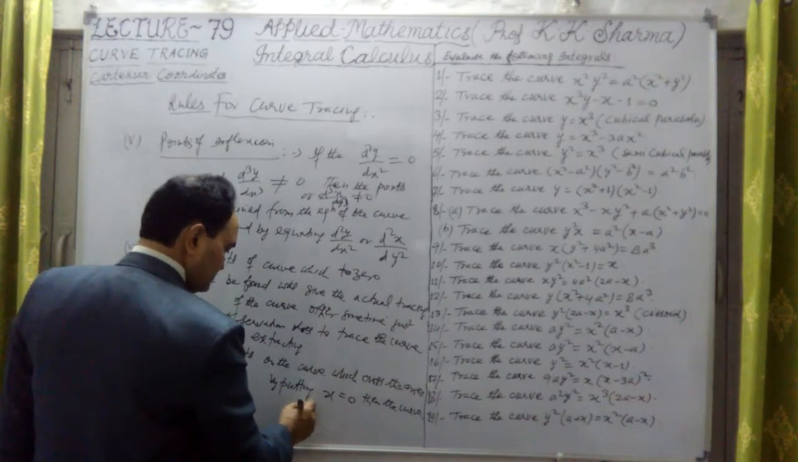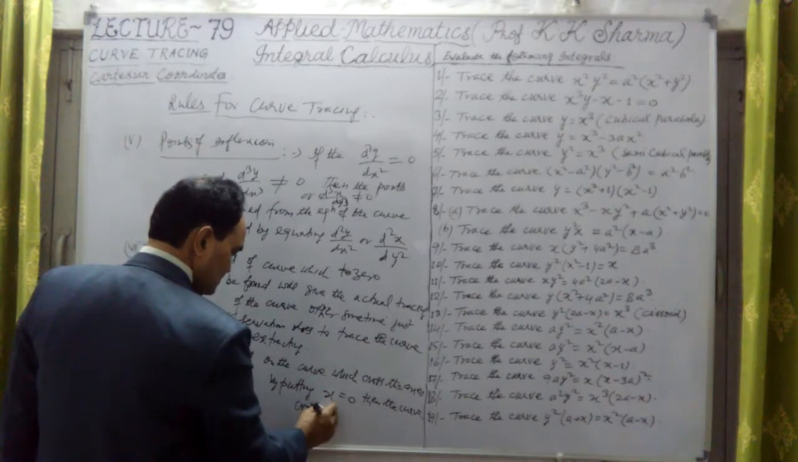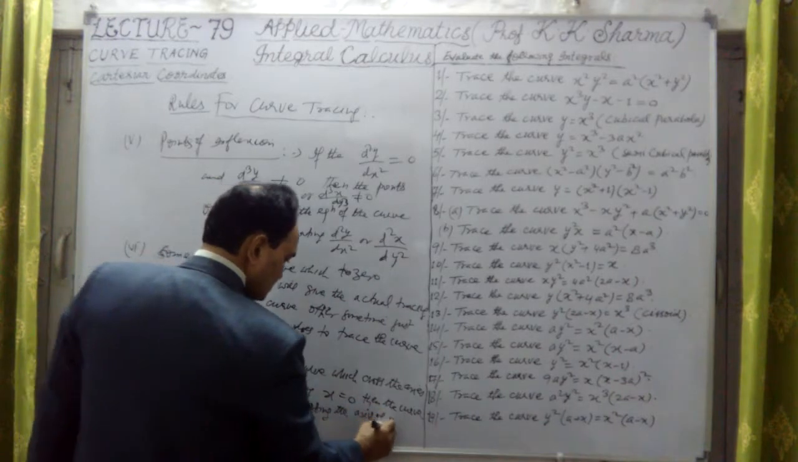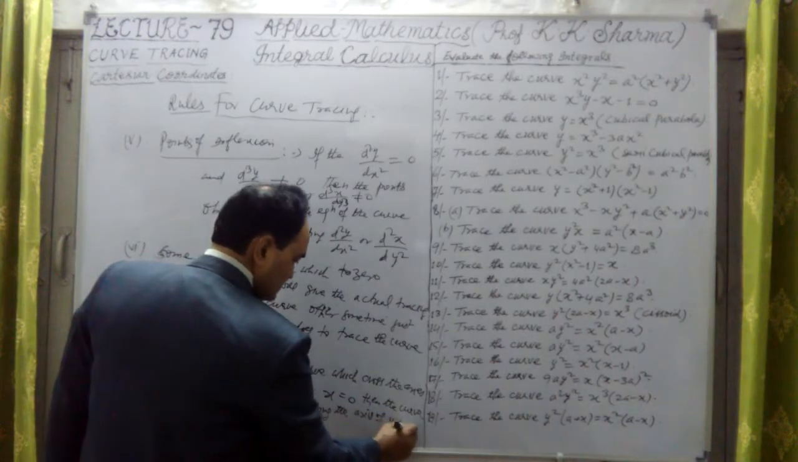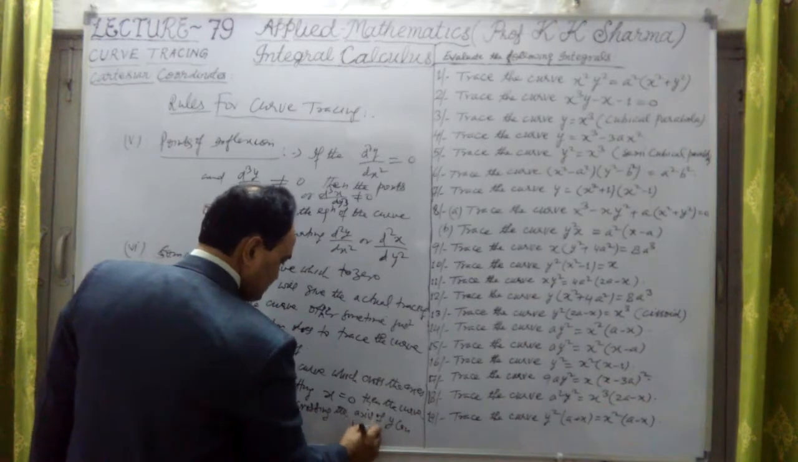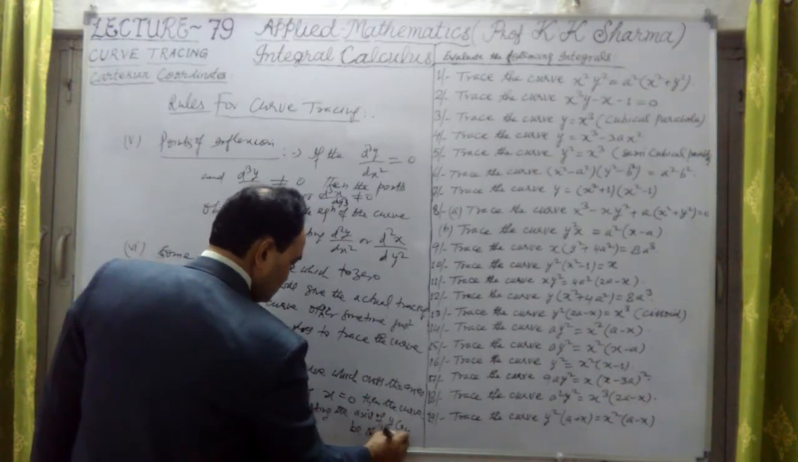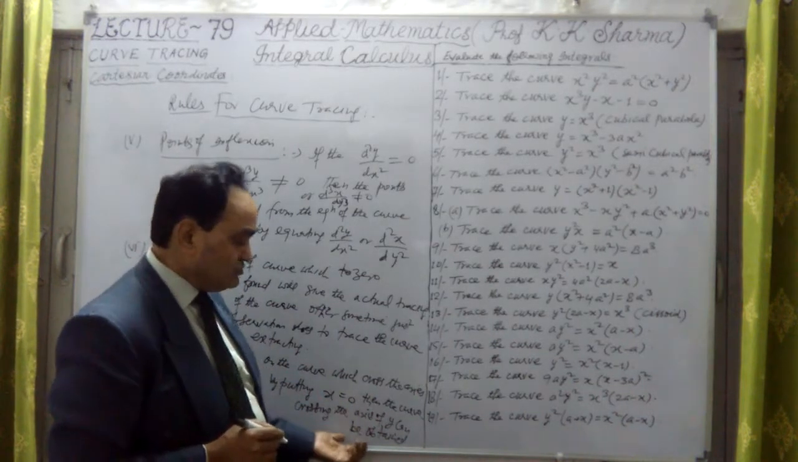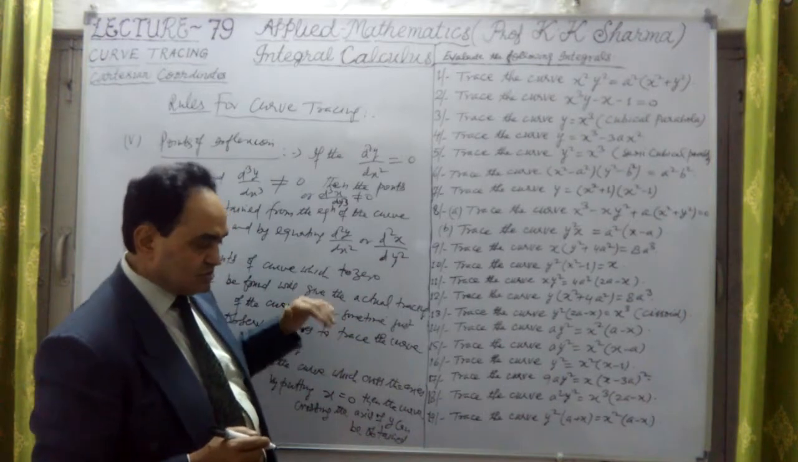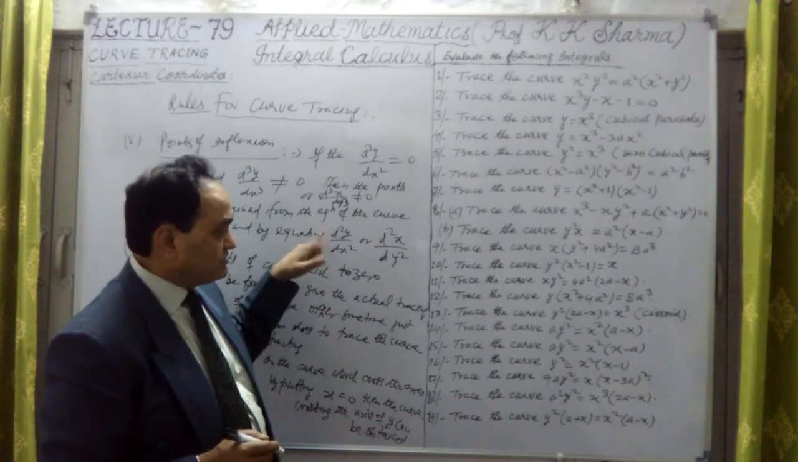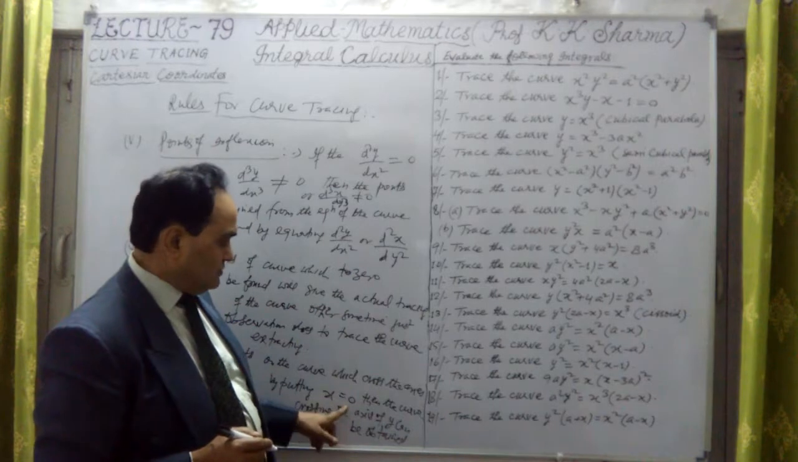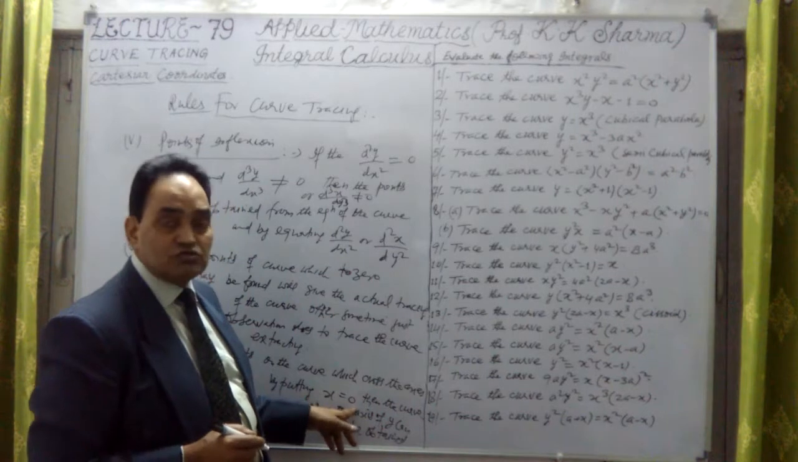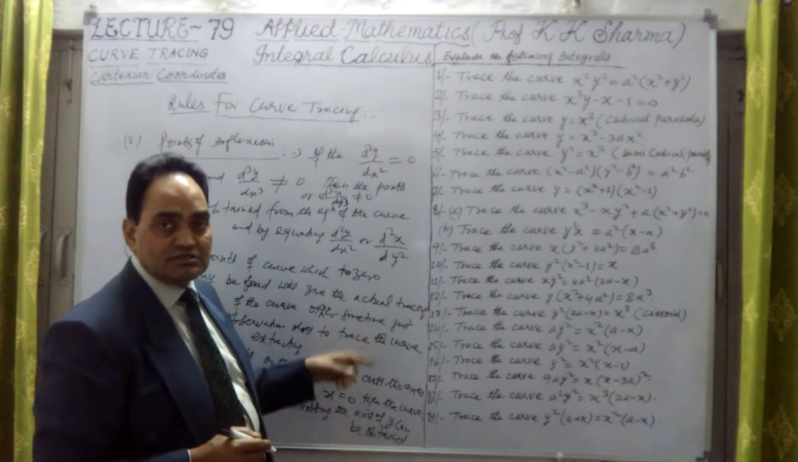Then the points where the curve is cutting the axis of y can be obtained by putting x equal to 0 in the given equation and solving for y. Whatever values of y are obtained, we can say the curve is cutting the axis of y at this point, at 0 value of x, and y coordinates are suppose a or 2a or 3a or whatever. At 0, 2a, the curve is crossing the y-axis.